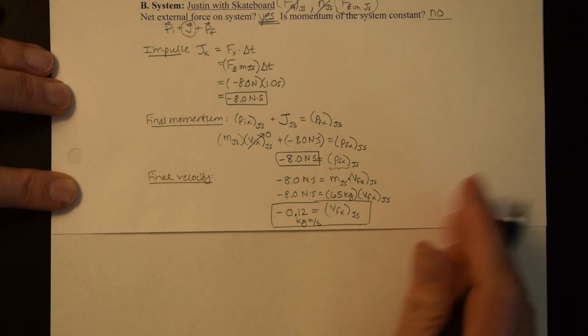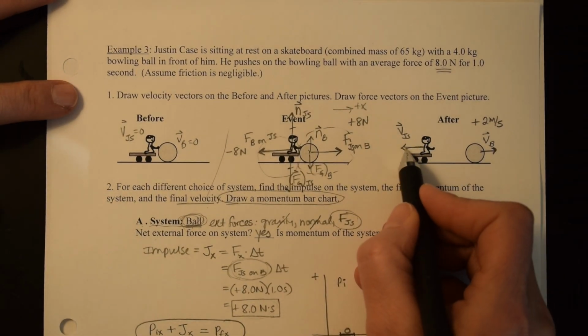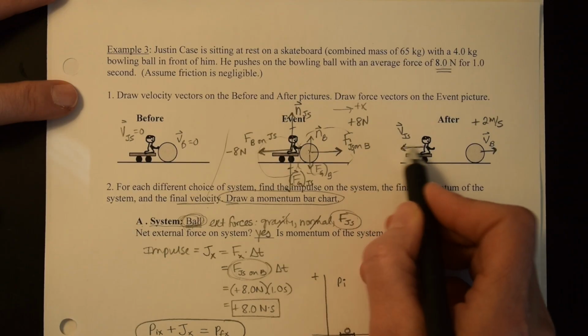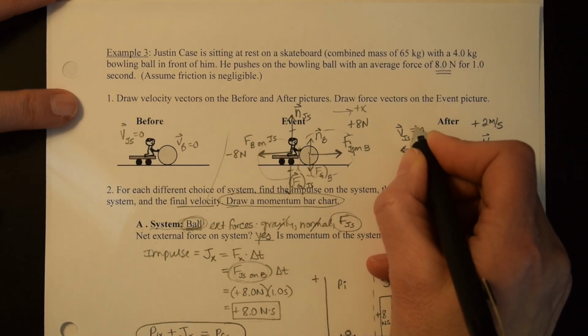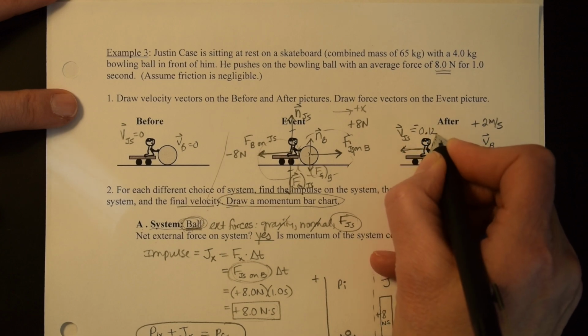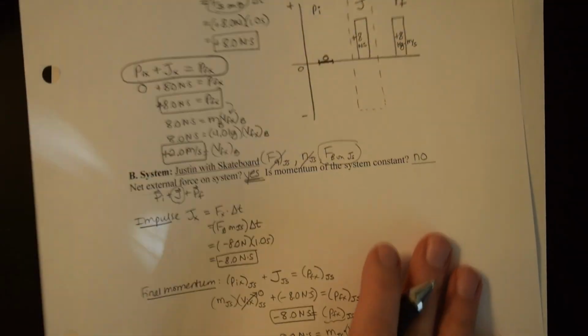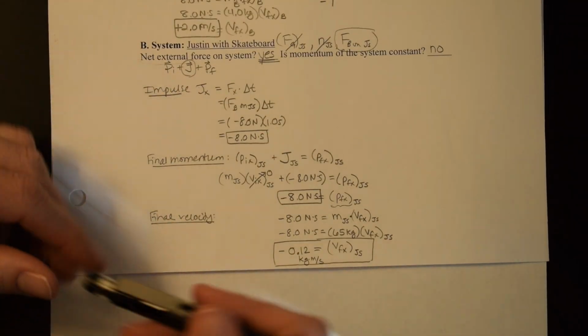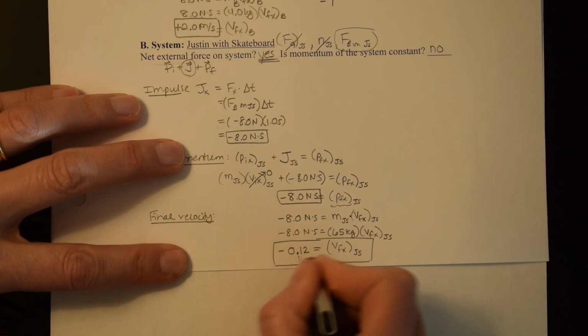When you get to a result, very wise to go back and look at your diagram and see if it makes sense, especially the sign. So we expected that Justin and the skateboard would be moving to the left afterwards, and now we know that that velocity is -0.12 meters per second, which allows me to catch my error here. This should be meters per second.